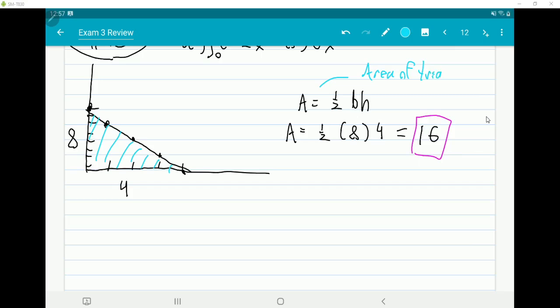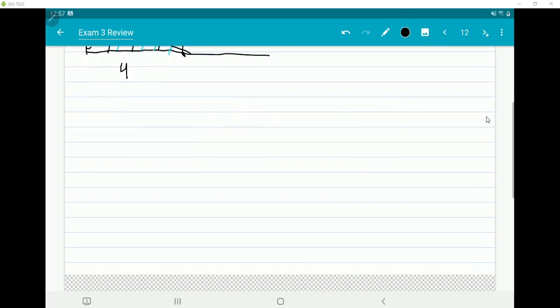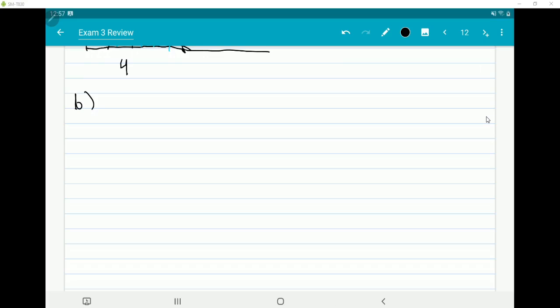So it's basically just testing, can you draw the picture, figure out what shape this function is supposed to be, and then use the formula from that to evaluate area. Next, integral from -2 to 2 of square root of 4 minus x squared dx.